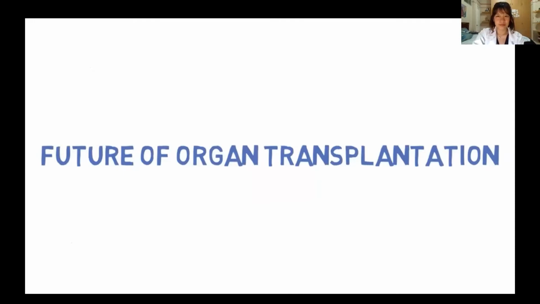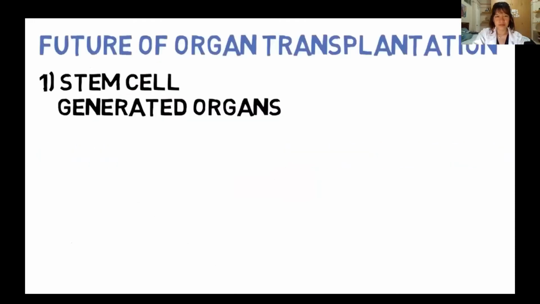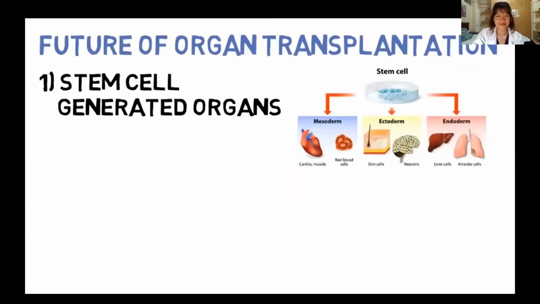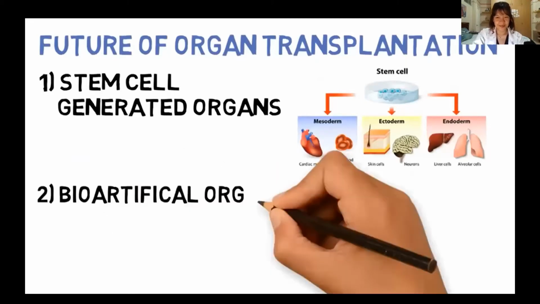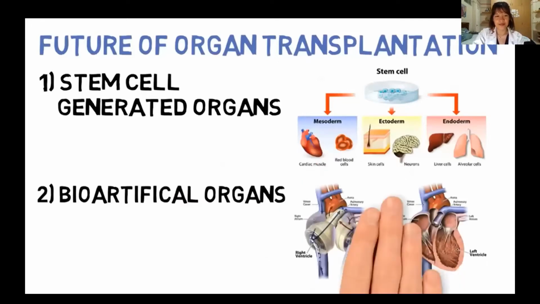The first is stem cell generated organs, which use the recipient's own stem cells, which have the ability to differentiate into any cell in the body to replace damaged cells of an organ. The second is bioartificial organs, which use artificial materials to substitute the function of a deficient organ. Since these artificial materials do not have any antigens on their surfaces, the possibility of rejection is practically eliminated.